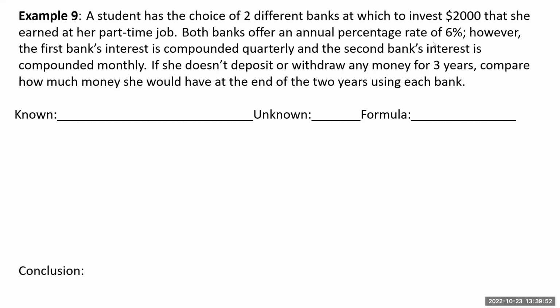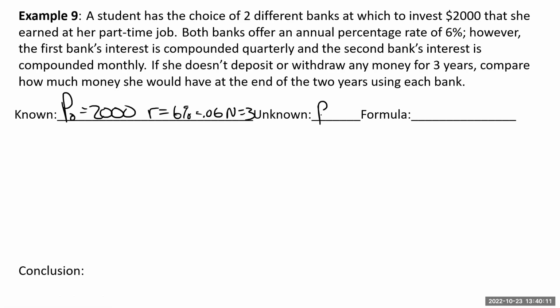All right, so what do we know? Well, we know the following. The P sub 0, the initial amount of deposit, is $2,000. The interest rate is 6%, so that's 0.06. And then the number of years we're going to deposit for is 3 years.